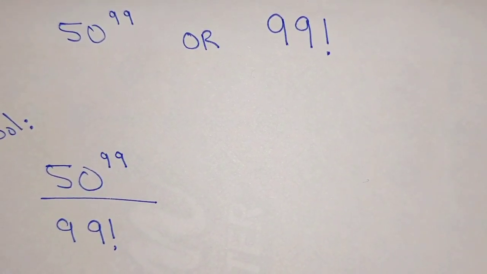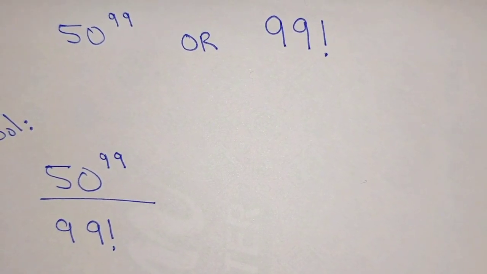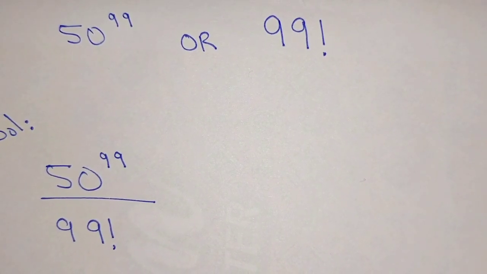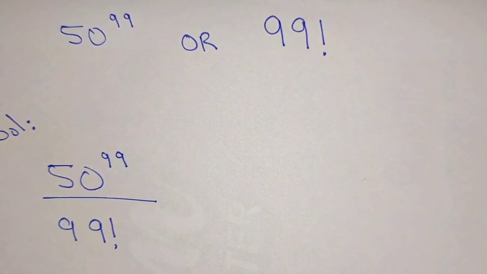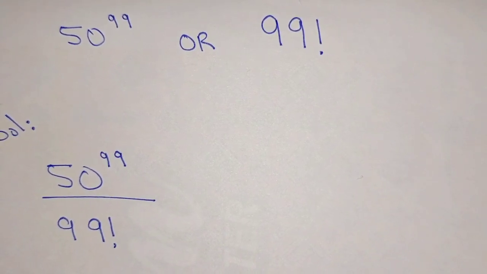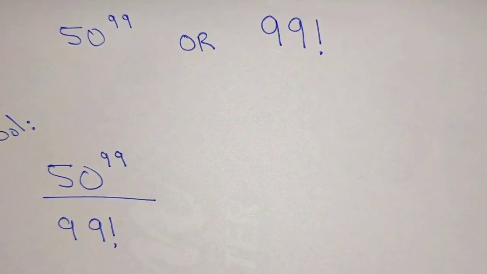In this video, we are going to learn whether 50^99 is bigger or 99! is bigger. We are using the general rule that whenever we divide a numerator by a denominator, if the answer is greater than 1, it means the numerator is bigger. And if the answer is lesser than 1, then we can say that the denominator is bigger. So the same we are applying over here.